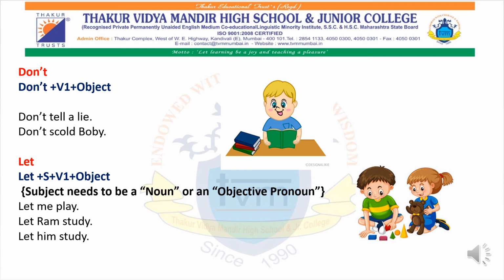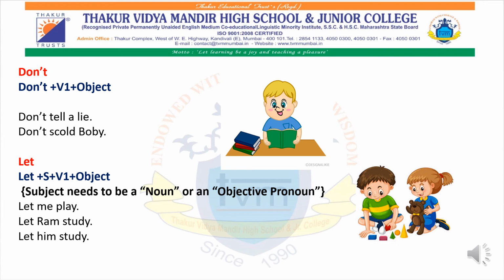You all know what a noun is. And what does objective pronoun mean? For example, instead of I, we have to use the word me. That is known as objective pronoun. If it's a girl, you have to use her, because it's an objective pronoun. If it's a boy, then you have to use him. For us, you have to use us. For you, you have to use you. That is known as objective pronoun.